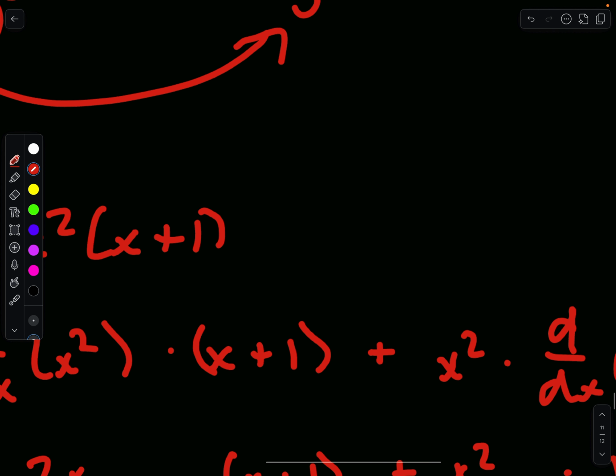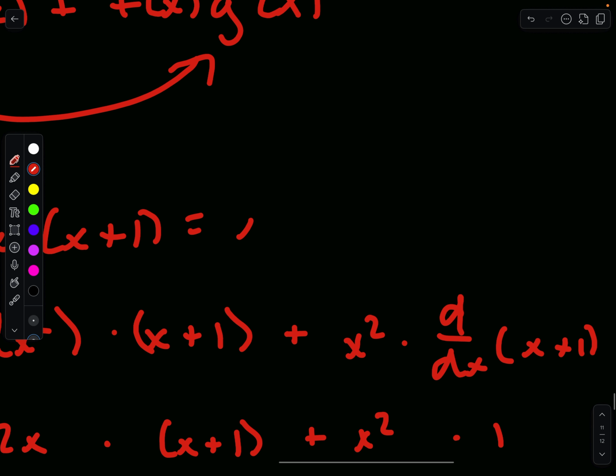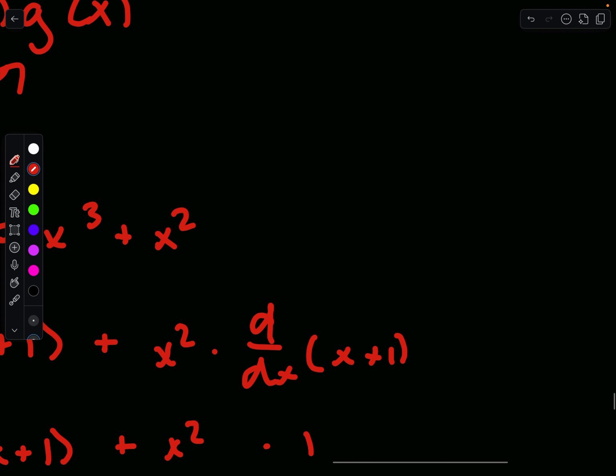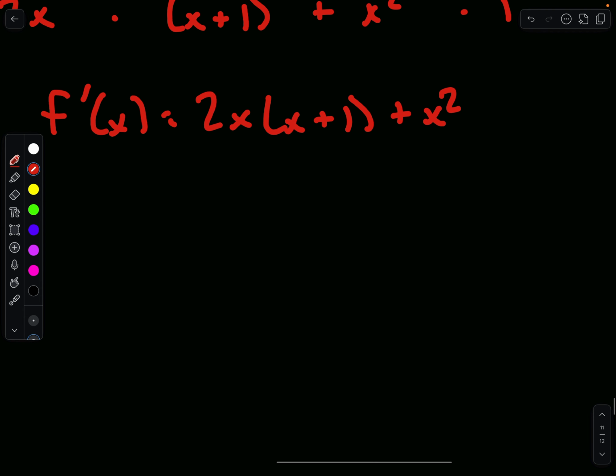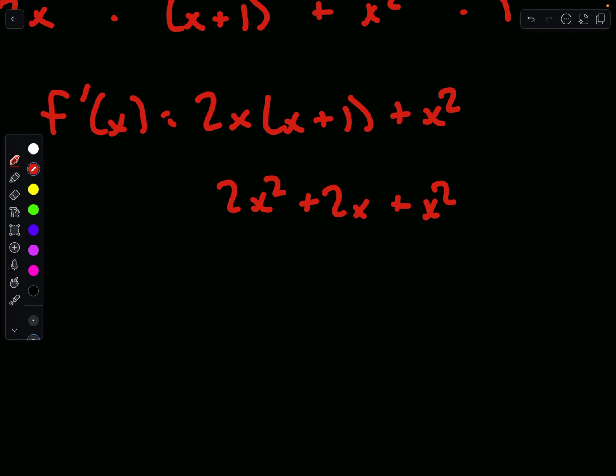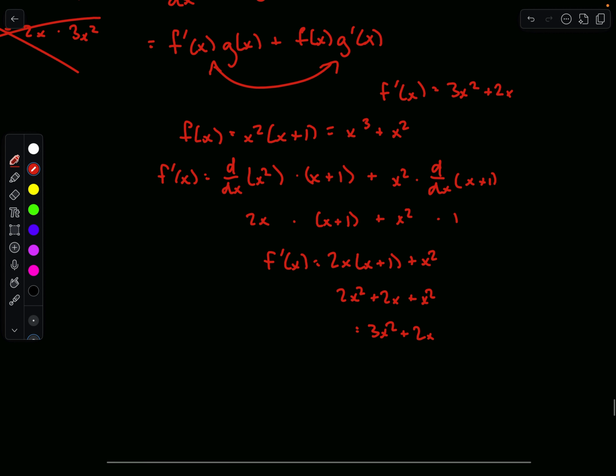We can check this by distributing. The original function is just x cubed plus x squared. So differentiating gives f prime of x equals 3x squared plus 2x. If we simplify this down here, we get 2x squared plus 2x plus x squared equals 3x squared plus 2x, which matches what we got.